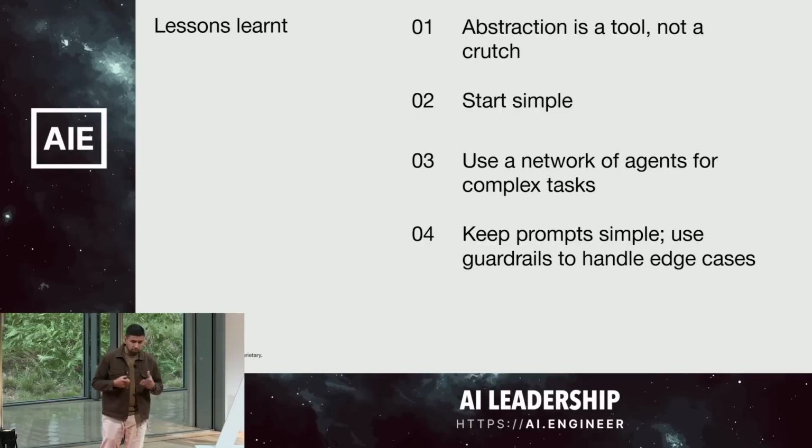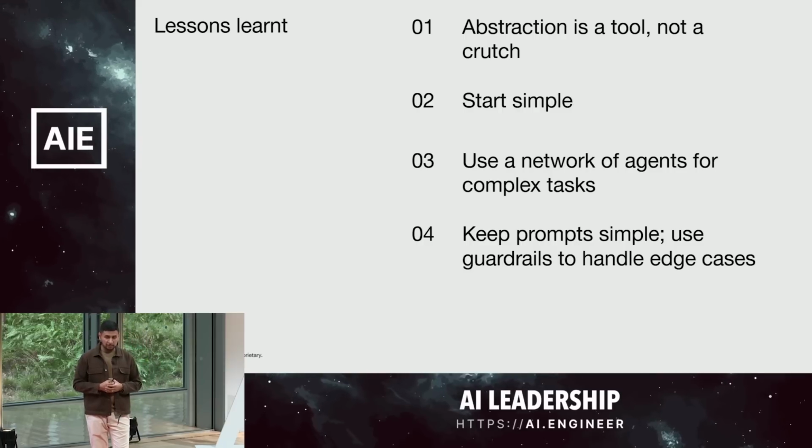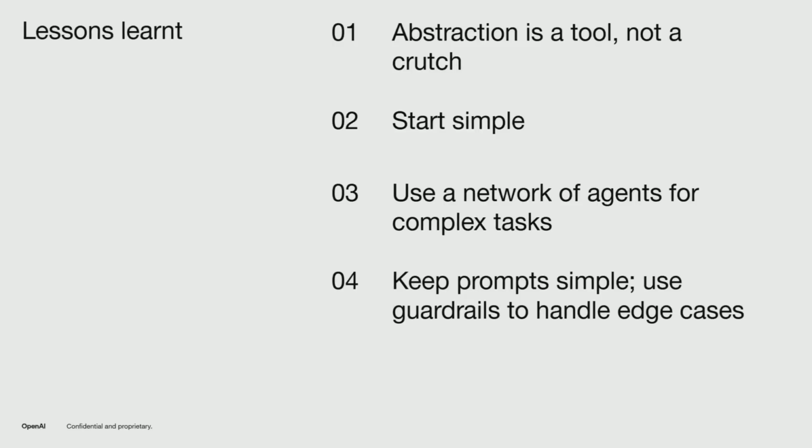So to recap, we have 4 lessons from our time building agents. Use abstractions minimally, start with a single agent, graduate to a network of agents when you have more intents, and finally, keep your prompts simple and focused on the happy path, and use guardrails to handle edge cases.